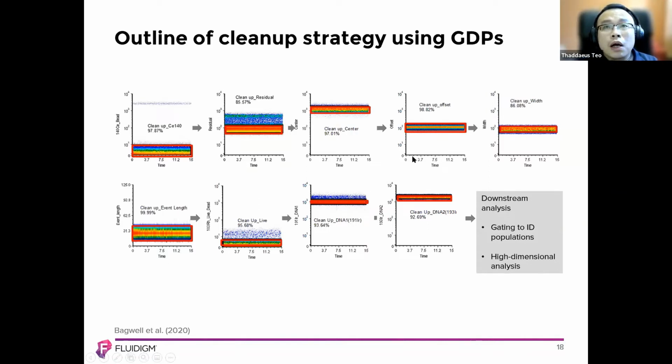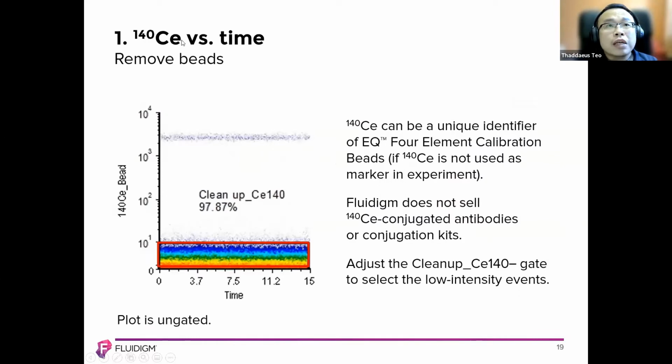Now, in regards to this, we first look in detail, right? We look at CE versus time. We remove the beads. We need to remove the beads because they don't link up to anything that we need to know. So we just adjust in this image here. We select what is within this particular section. We just ignore what's up here so that we can remove the beads.